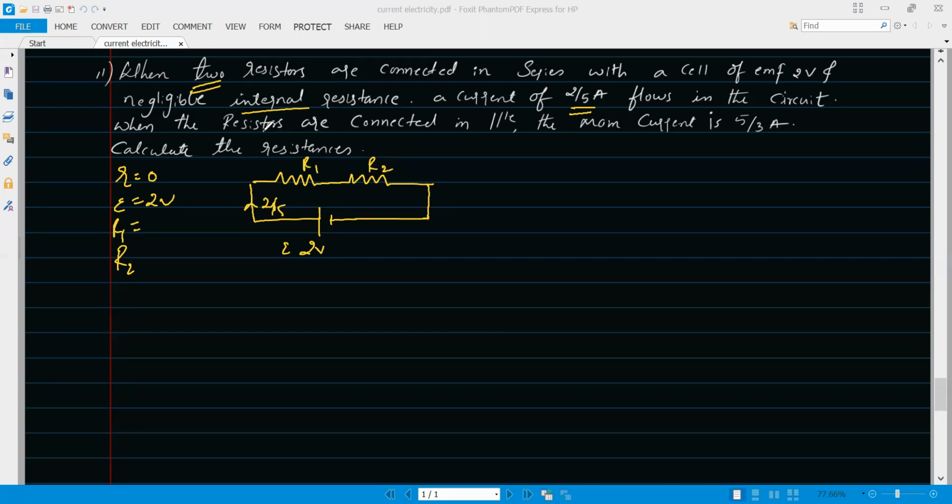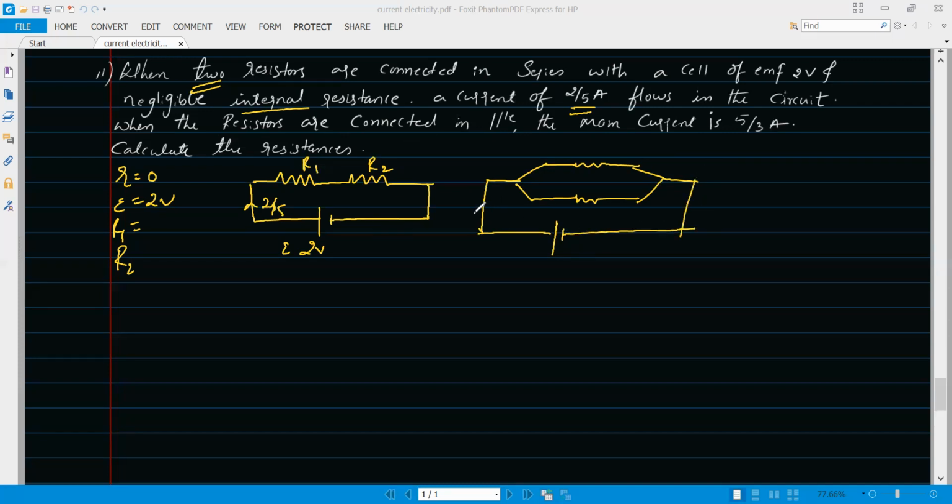Next, when the resistors are connected in parallel, either resistors na ನಾವು ಏನಾದರೂ parallel ಅಲ್ಲಿ combine ಮಾಡಿದ್ರೆ, let us consider this is a parallel combination of the resistors. Okay, combine ಮಾಡಿದ್ರೆ, then resistors are connected in parallel, then the current is 5/3 ampere. ಈಗ ಏನಾಗಬೇಕು ಇದರೊಳಗಡೆ current ಬರ್ತಾ ಇರೋದು 5/3 ampere ಇದೆ.